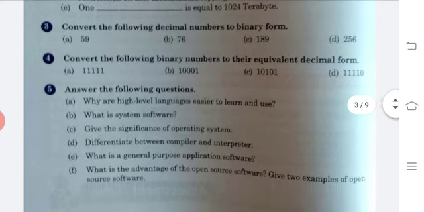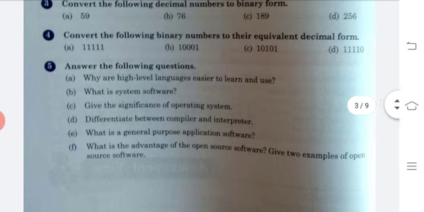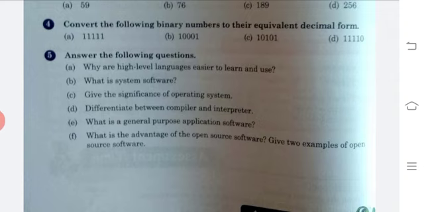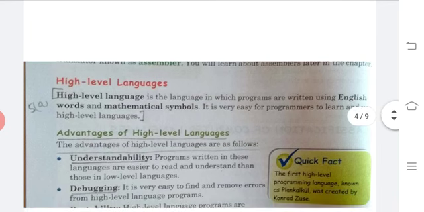So question number 5. Here A number to E number questions we will discuss. First question is what are high level languages? Why are high level languages easier to learn and use? So here the answer is high level language. High level language is the language in which programs are written using English words and mathematical symbols. It is very easy for a programmer to learn and use high level language.